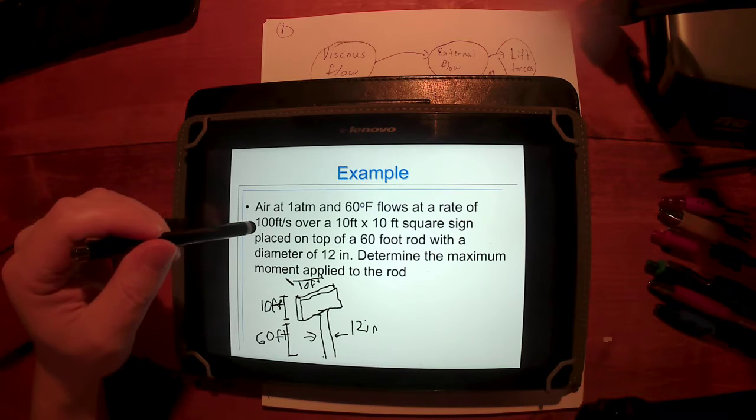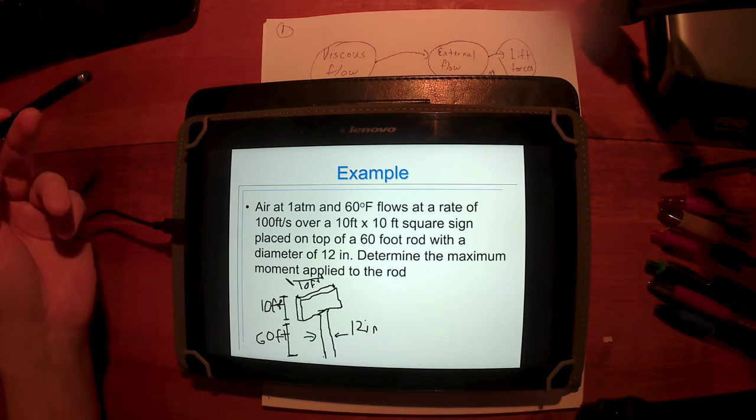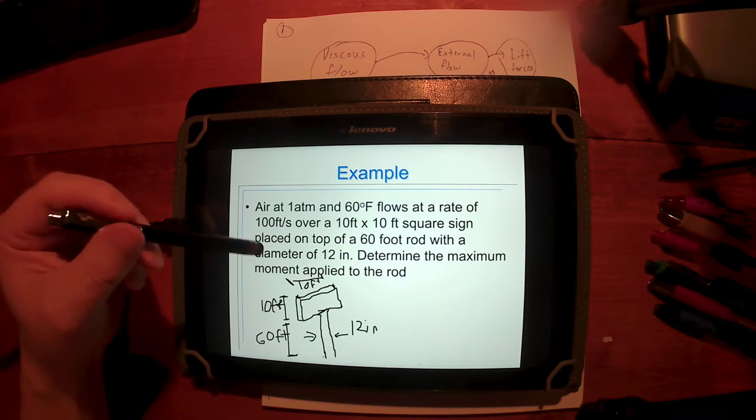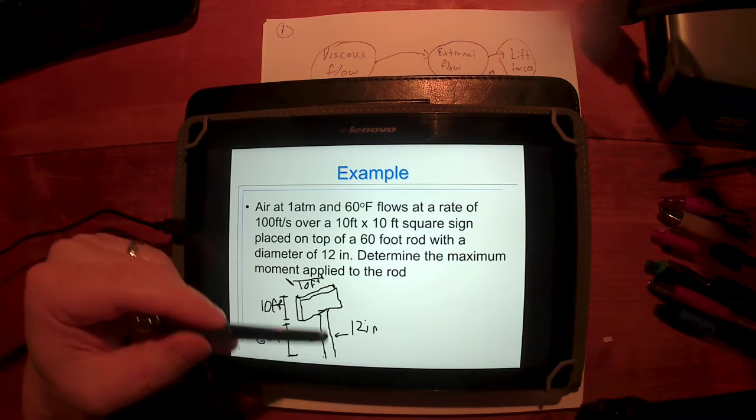No, the force is going to be caused by this drag force, and we don't have any control over that, and that's actually what the problem's asking us to find, is the drag force. So the only thing I can change is the length along this rod that we try to take the moment about.